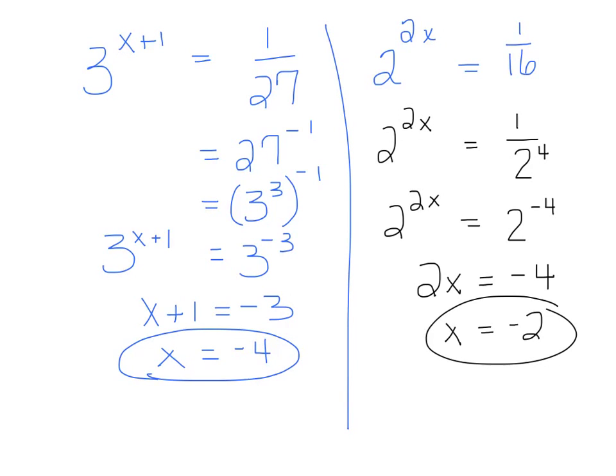Now, I want to just point out you might not have done it in exactly the same sequence I did. I changed it up even from my example, because I changed 16 to 2 to the 4th first, and then I used my negative exponent. Or I could do those in any order. It didn't really matter. So either way is fine.